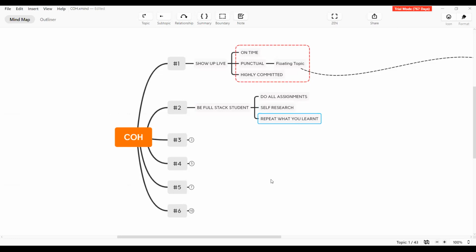Because we are talking about doing assignments, self-research, and repeating what you have learned, I want to quickly appreciate these 2 people who took time and created small summaries. I think one was Krunal and another was Aparna. So a big round of applause for committing to what you have picked up as a training. Can we unmute and just clap for Krunal as well as for Aparna? Thank you so much.